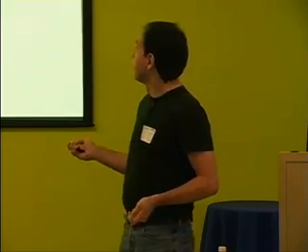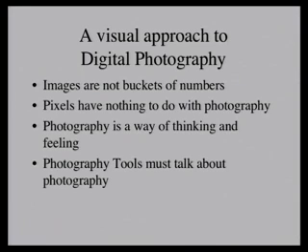With Lightzone, I tried to put together a visual approach to digital photography, where images are not treated as a bucket of numbers, where pixels have got nothing to do with photography. Now, pixels are an accident of the implementation, of the fact that you have a computer that treats images with dots. It's like going after every single grain of film. It's just dumb. Photography is a way of thinking and feeling about the images you're creating, as Uwe has been showing us. And photography tools must talk about photography, not about pixels, not about some numerical representation of this pixel on a range from 0 to 255 on some arbitrary scale.